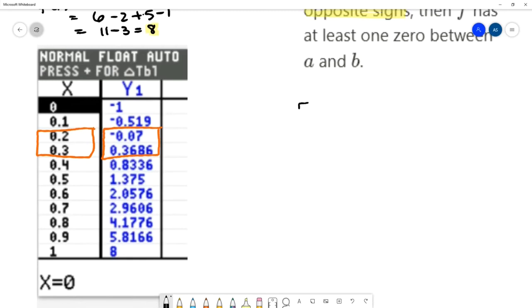Originally, we used the intermediate value theorem, and we said that we had a 0 in between 0 and 1. And now we've narrowed that window down, and we now know that the 0 is in between 0.2 and 0.3. So now we know one decimal place. Let me bring my calculator back, and we're now going to see if we can get a second decimal place.